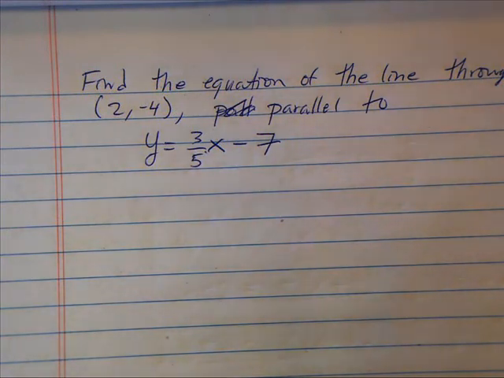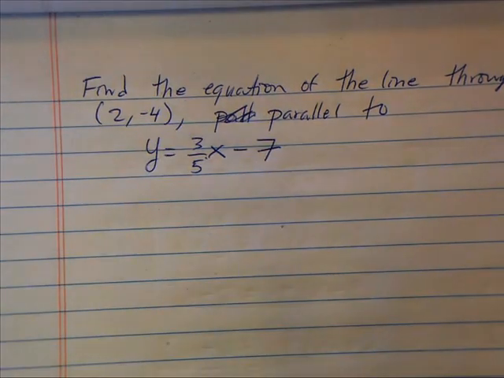So what's different about this problem compared to all the other problems we did today? I only have 1 point. So can I use (y2 minus y1) over (x2 minus x1) to find the slope? No, I can't use that formula because I only have 1 point, the point (2, -4). So how am I going to find my slope?